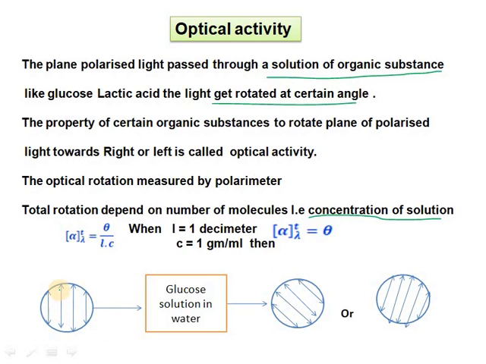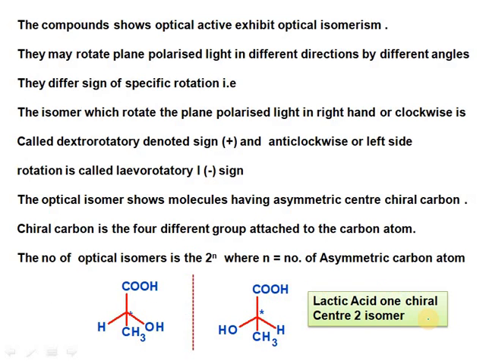The light coming from the Nicol prism, plane polarized light, is passed through a glucose solution or organic compound, and then the light is rotated to the left or the right side, depending on the compound's effect on the plane of polarization. Compounds that can show optical activity show optical isomerism.